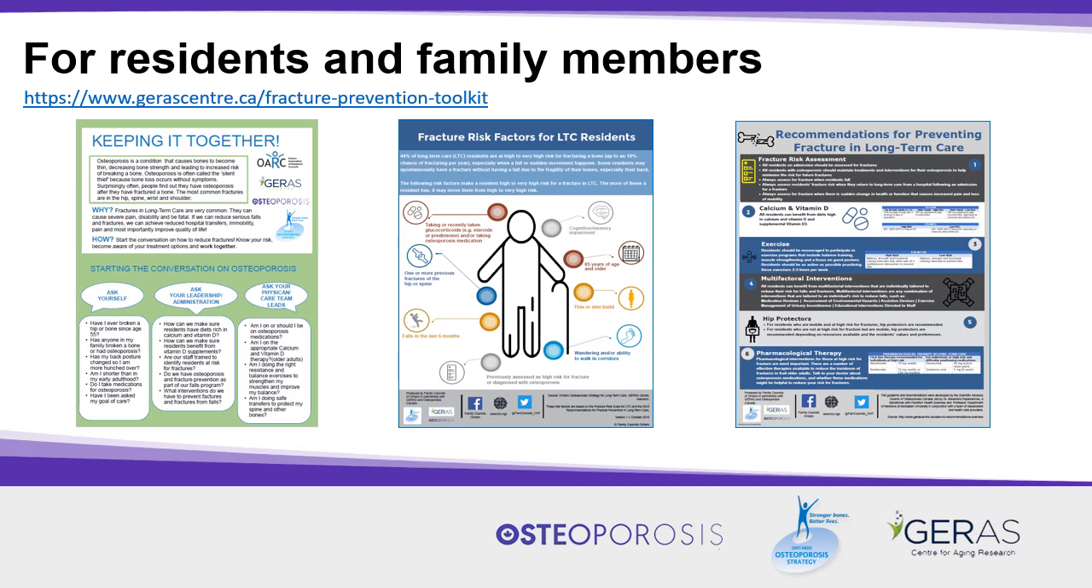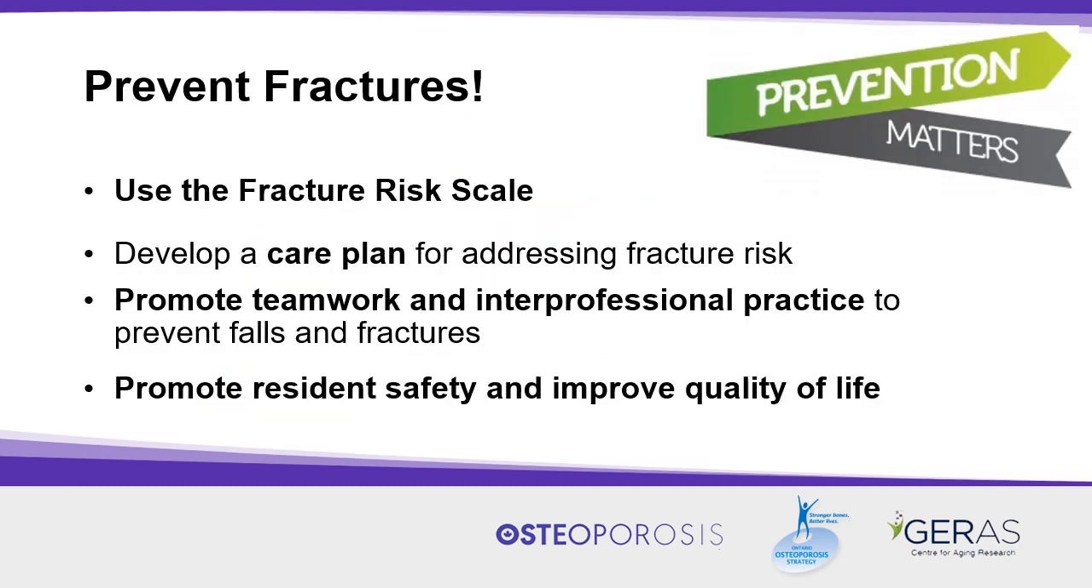For residents and family members, we're delighted that the Residents and Family Councils of Ontario developed these informative tools. In summary, to prevent fracture, use the FRS to determine residents' 1-year risk of hip fracture. Develop a care plan to address and determine the risk by promoting teamwork, interprofessional practice, and resident safety.